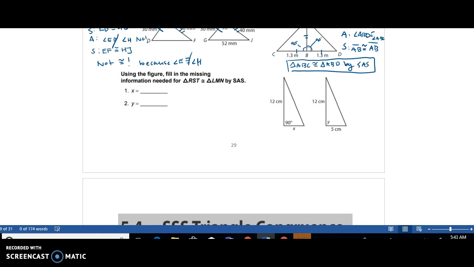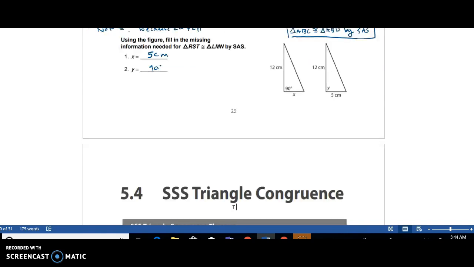I'm going to show you the answer in 5, 4, 3, 2, 1. So X would need to be 5 centimeters. They'd need to be the same. And also Y would need to be 90 degrees. Okay? Simple. Okay, next video for lesson 5.4.